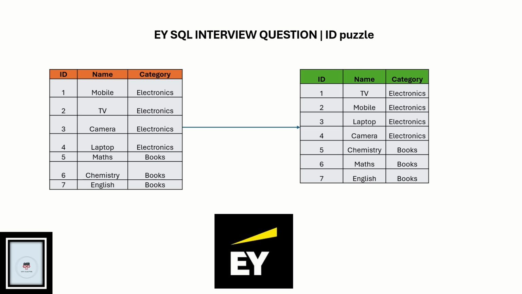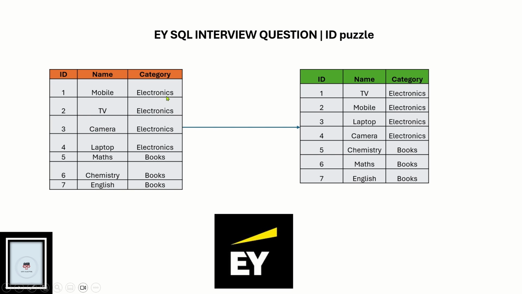Hello everyone, welcome back to my channel Data Sculptor. Today we are dealing with another interesting SQL question. This time we have a table with three columns: ID, name and category. And if you observe the output, you still have the same three columns: ID, name and category.